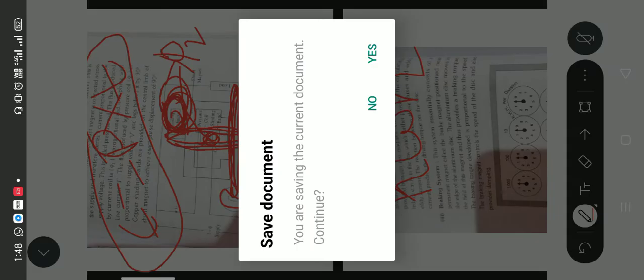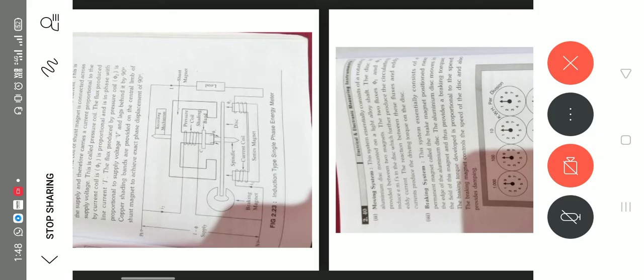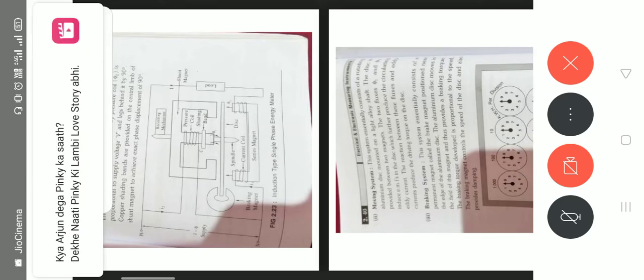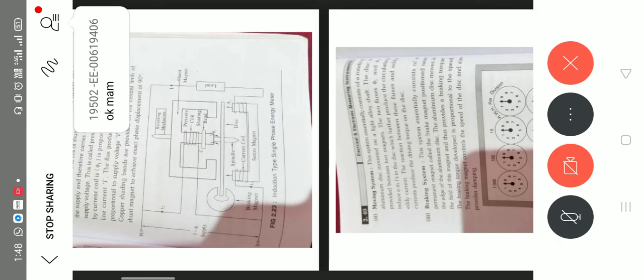Any doubts in this single phase energy meter? It is clear. Three phase energy meter is very easy. We have connected this single phase energy meter only. We are connecting two single phase energy meters in a three phase energy meter.